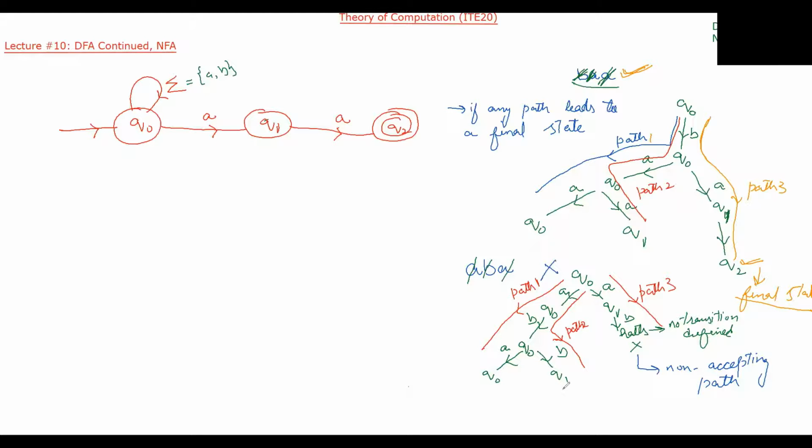Path 2 leads to Q1. So this also does not take to a final state. Path 3 leads to a halt state, or we can say non-accepting path. That is also not accepting. So there is no path that leads to a final state. So we say that this automata rejects this particular string and it accepts this particular.